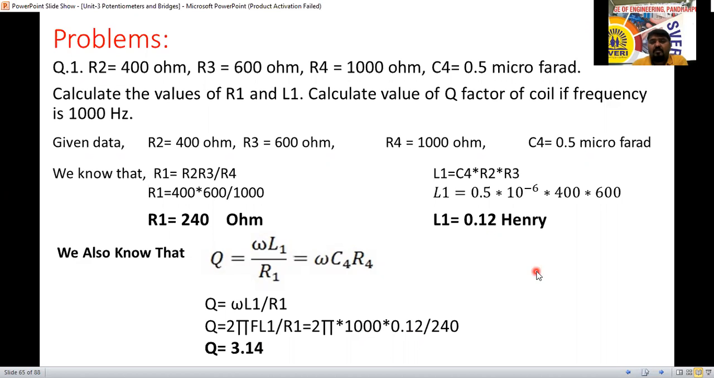Like this the problems will come. You should remember the formulas and have the capability to solve them. Is it clear? Any doubts?